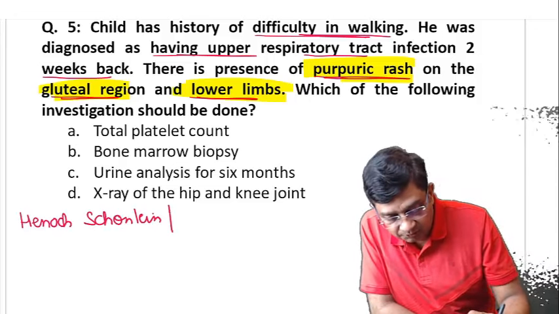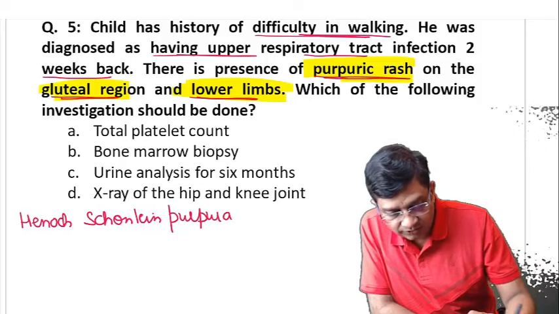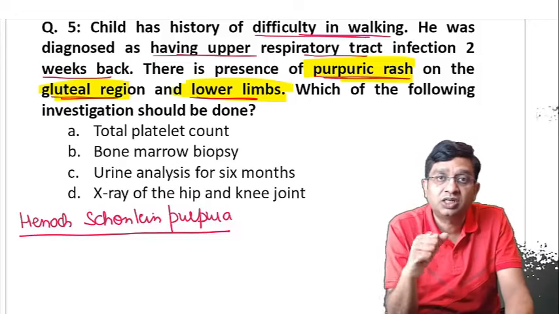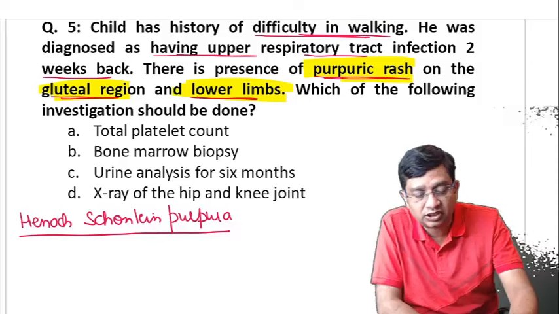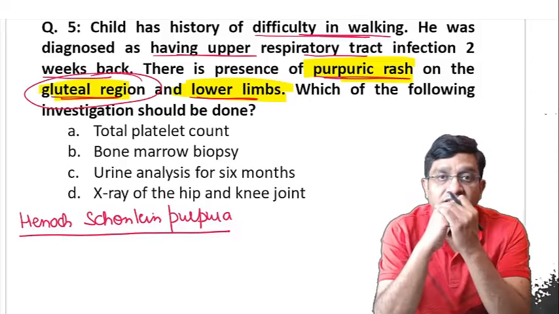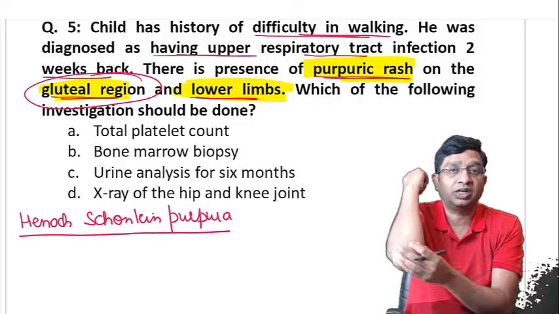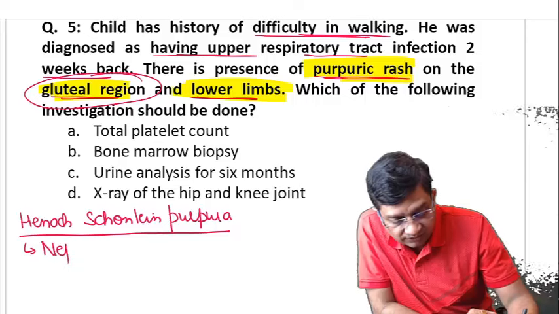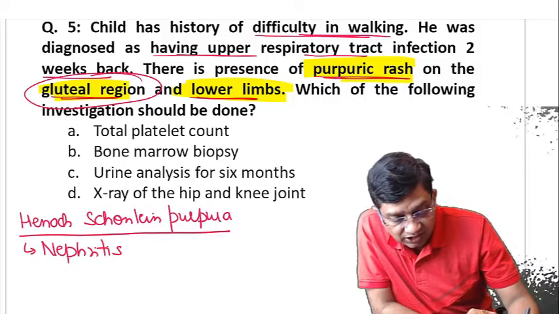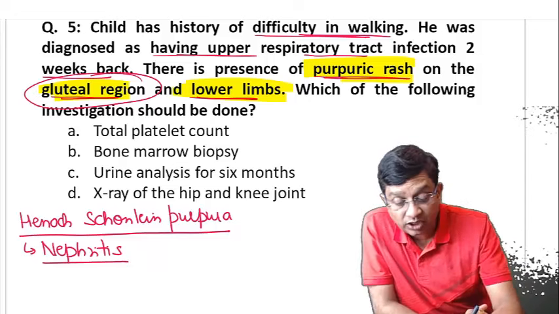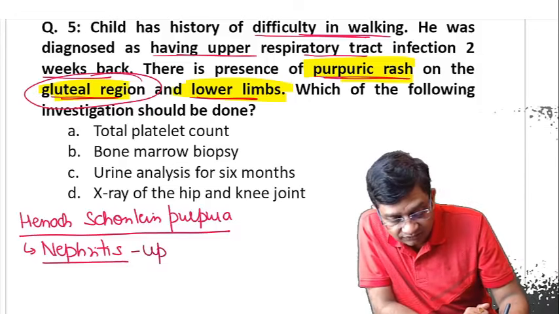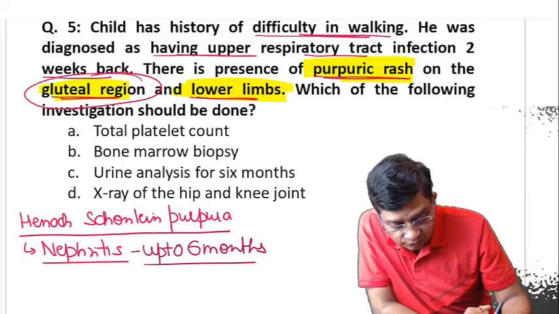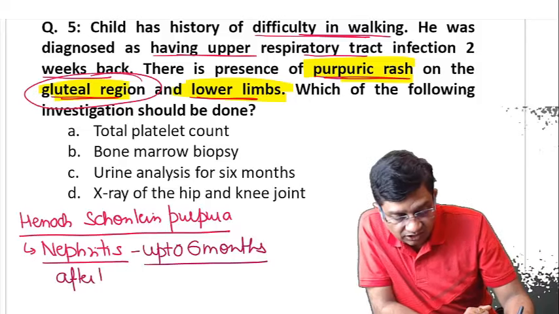And in HSP particularly, what is to be done? There is purpura which is mainly present on the lower limbs. It is present on pressure points, that is the gluteal region, and if I am sitting like this, on the extensor aspect of the upper limbs. In this case, there is a risk of nephritis, and the kidneys can be affected up to 6 months after the appearance of purpura.